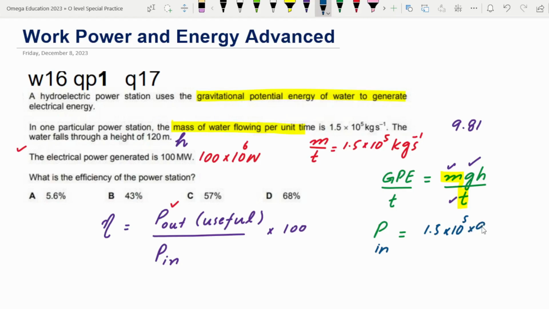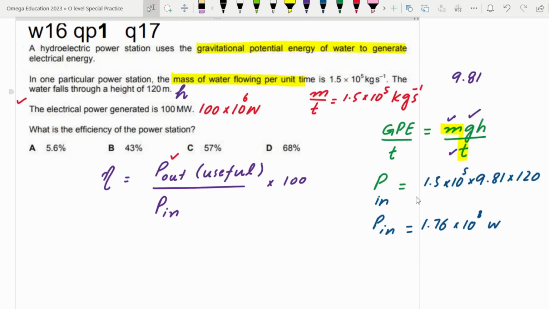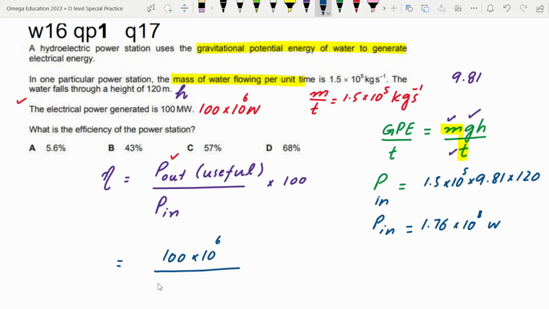g equals 9.81, h equals 120. Please hit it on the calculator. 1.76 × 10^8. So this is the input power, and you see the input power is greater than the output power, and it should be this case. So I'm going to insert the values. P output was 100 × 10^6. You can also write it as 1 × 10^8, which would mean the same thing, divided by the input, which is 1.76 × 10^8, times 100.